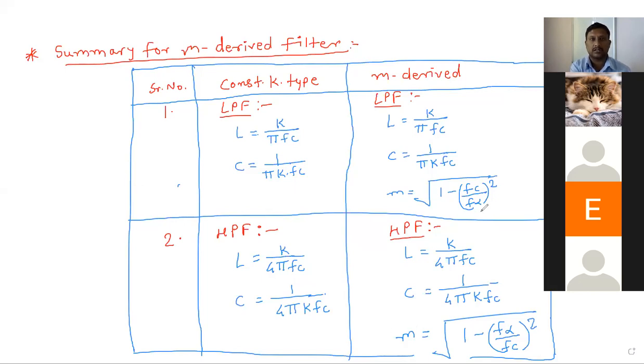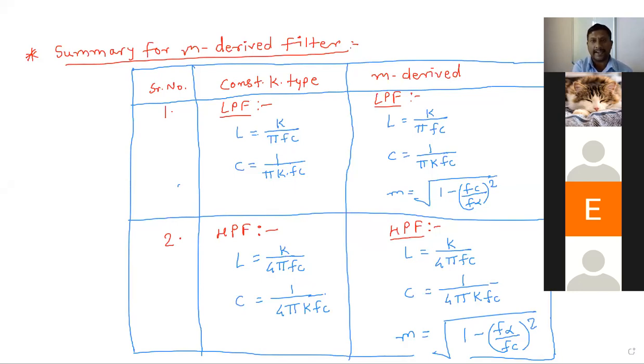Okay, so this is the summary for M derived filter. So you can remember this table so that you can remember all the formulas. As I have compared with constant K type low pass filter and high pass filter, you can easily remember the formulas for M derived low pass filter and high pass filter. So any questions from this point? Any questions? No, sir. Okay.